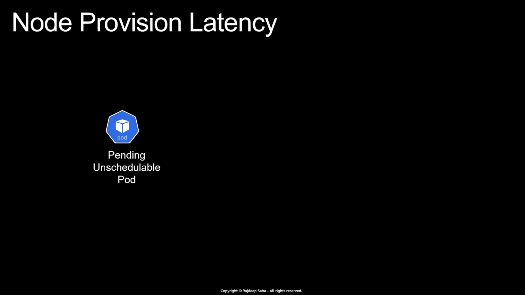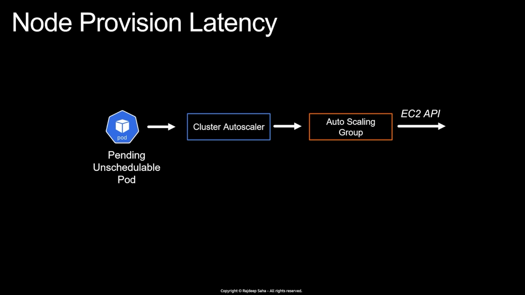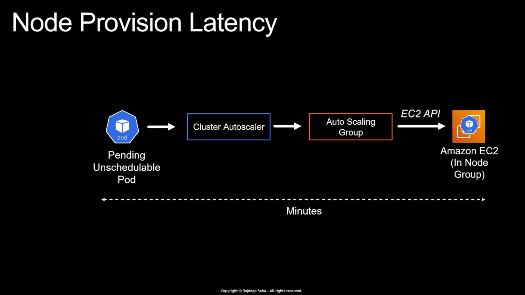So the pending unschedulable pod triggers cluster autoscaler, and that triggers the autoscaling group. And the autoscaling group invokes the EC2 API, which provisions the Amazon EC2, and then the pod gets scheduled in that EC2. So starting from the pending unschedulable pod to the EC2 being provisioned takes minutes, because it's not a direct EC2 API call. Every time cluster autoscaler needs to provision EC2, it needs to interact with this autoscaling group. And the autoscaling group interacts with the EC2 API as well as the node group. So there are multiple hops here.